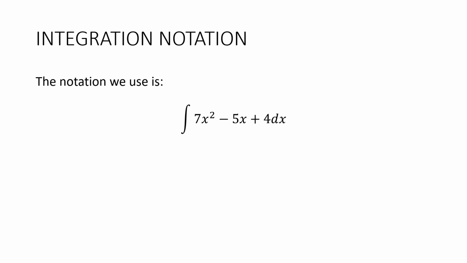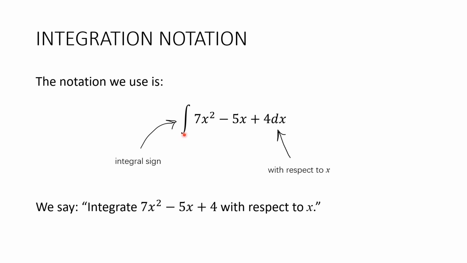Now here's the notation that we use. This here is an integral sign. And this means with respect to x. And this is what we say: integrate 7x squared minus 5x plus 4 with respect to x. And furthermore, this is called an indefinite integral.